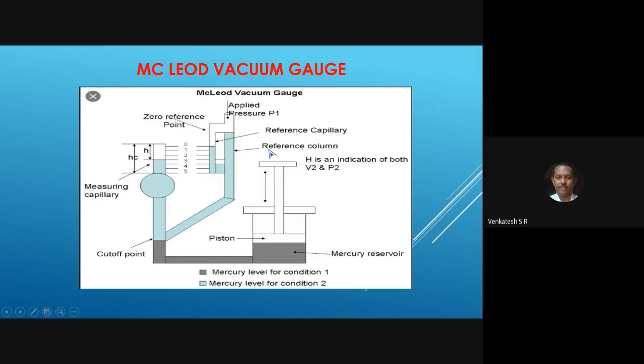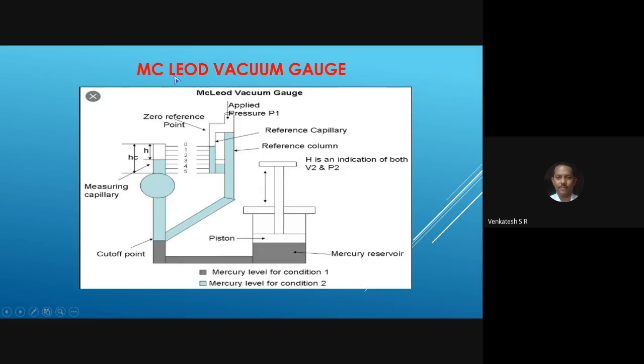McLeod vacuum gauge, from the examination point of view, is very, very important. You can expect this question in the second part of module 5. Usually, this is the 10th question in your question paper.